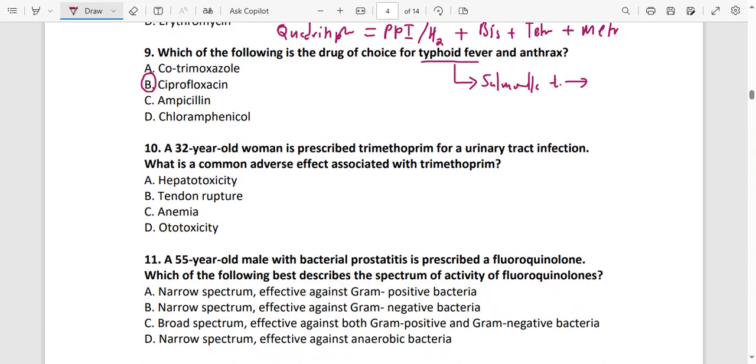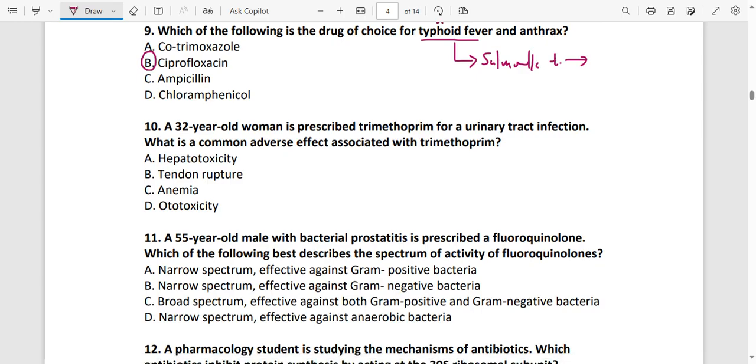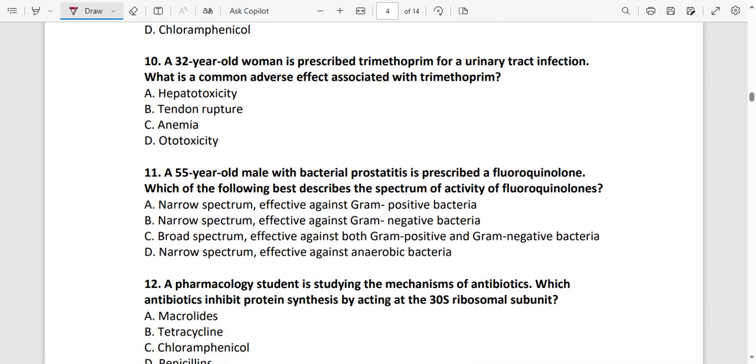Next question. Now, in case you want to know again, fluoroquinolones are broad spectrum. We already mentioned they inhibit the enzyme topoisomerase.